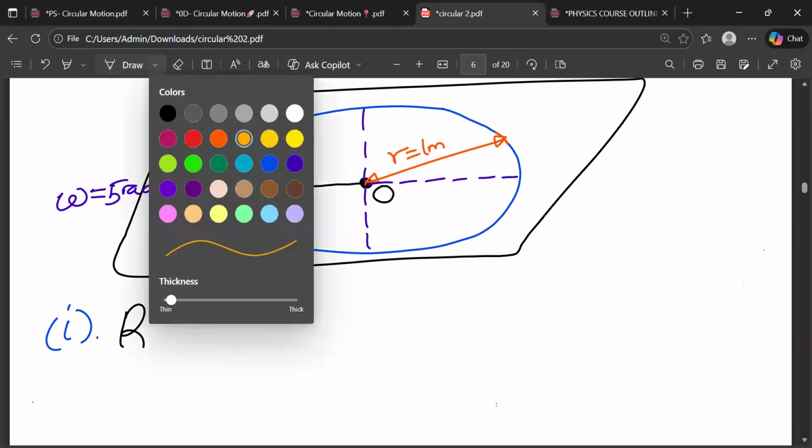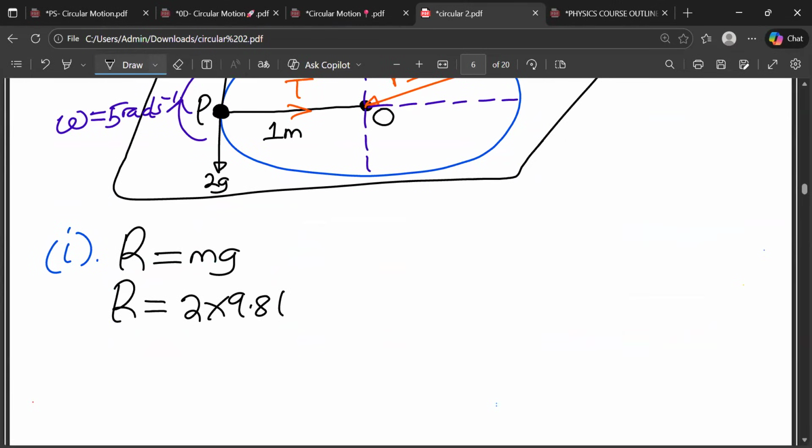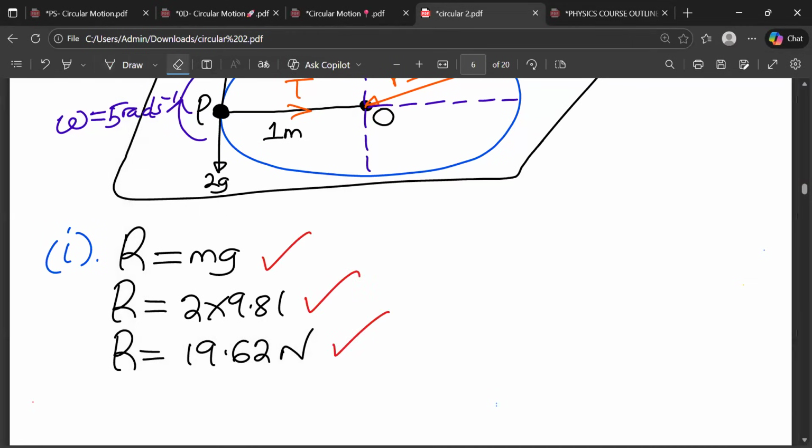This is normal reaction. You're supposed to come and say normal reaction is mg, of course after resolving vertically. Then you say our mass is 2 kilograms, our g is 9.81, and then we get our R as 19.62 newtons. That is the force the table exerts onto P. Get your marks. Free marks.